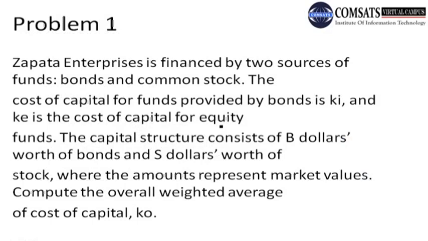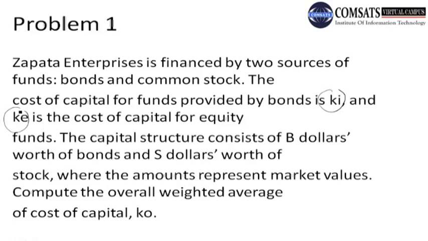the chapter. Problem number 1 states that Zapata Enterprises is financed by two sources of funds, that is bonds and common stock. The cost of capital for funds provided by bonds is KI, as you can see here, and KE is the cost of capital for equity. These are the symbols we have been using very often, and KD is also one of the symbols we use, and these are the costs of capital.